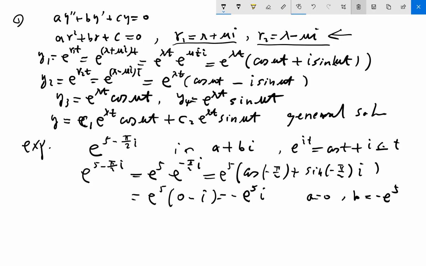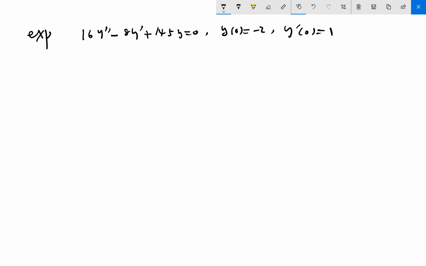Now let's look at another example. In this example we want to solve this equation: 16 y double prime minus 8 y prime plus 145 y equal to 0, and y of 0 equal to negative 2, and y prime of 0 equal to 1. We want to solve this initial value problem.